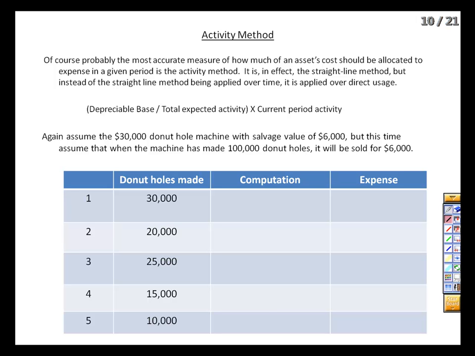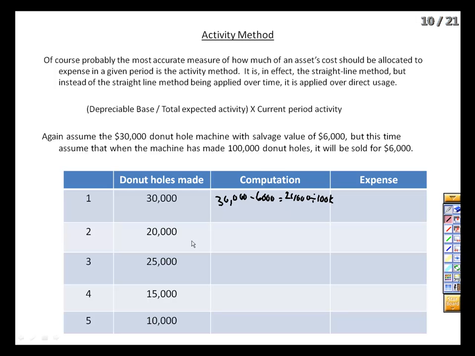Using the same numbers as before, we're now going to use the donut hole machine for 100,000 units rather than 5 years. We'll calculate our depreciable base and divide it by total activity to get a per unit cost, and then multiply that per unit cost by the activity we do in 1 year. So here we've got 30,000 minus 6,000 is equal to our $24,000 depreciable base, divided by 100,000 units, and that gives us 24 cents per donut hole.